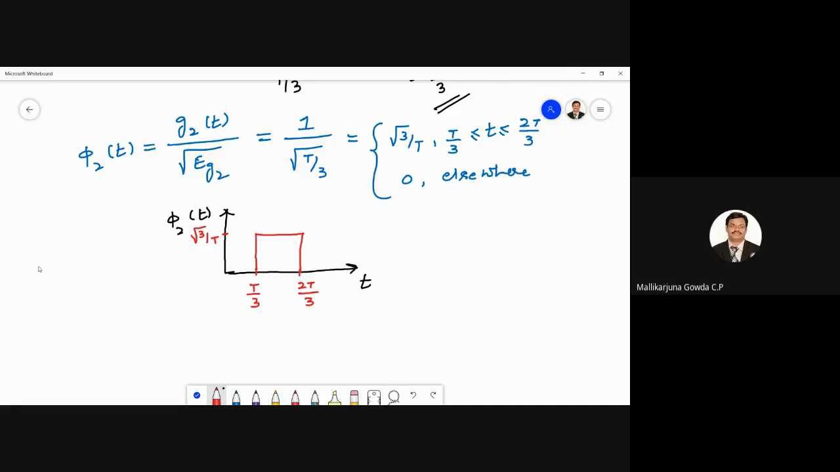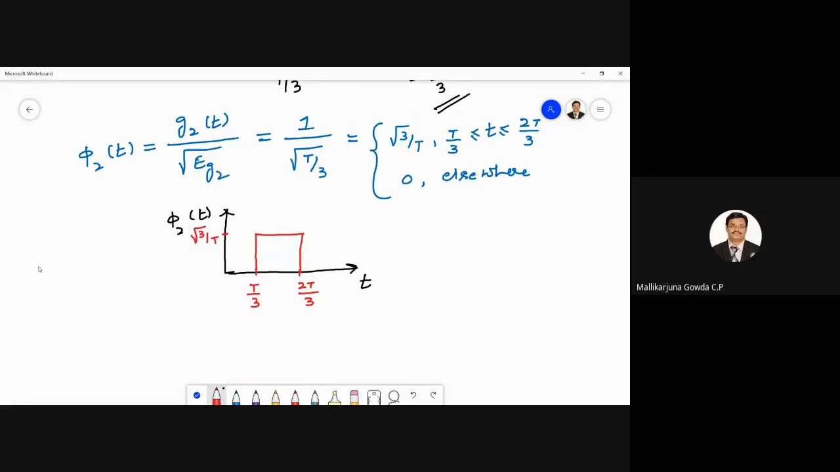Yeah, that is why I wrote the generalized expression. Gi of t is equal to Si of t minus summation j equal to 1 to i minus 1 of Sij pi j of t. Here you have to write i as 3.